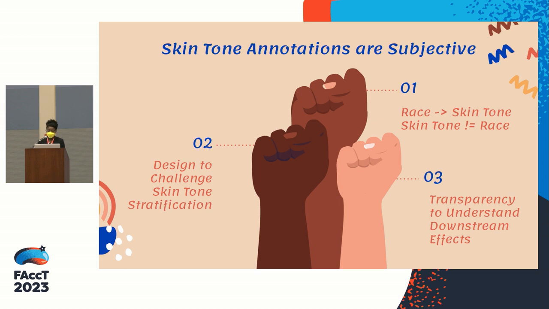skin tone annotations. And finally, transparency, documentation at the bare minimum, and going into uncertainty reports are really important to understand the downstream effects of how reliable these skin tone annotations are, and can actually move towards building computer vision products and models that can better serve people with darker skin tones.